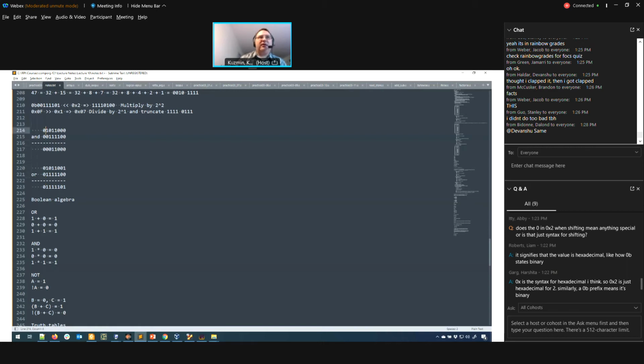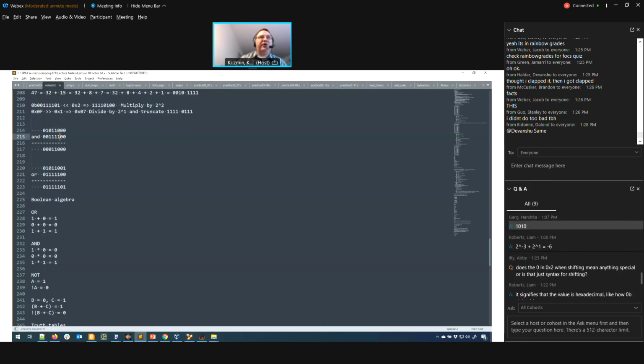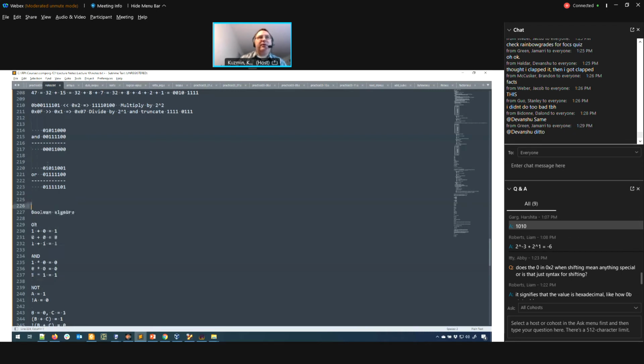With AND, you can see it's kind of exactly the opposite. We clear the bits that are zeros in the mask, and we do not touch the values for which the mask had ones. So these 4 bits are exactly the same in the result as they were in the original number, the number that we applied our mask to.